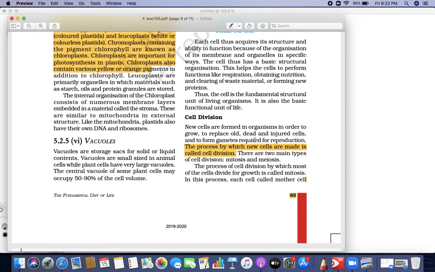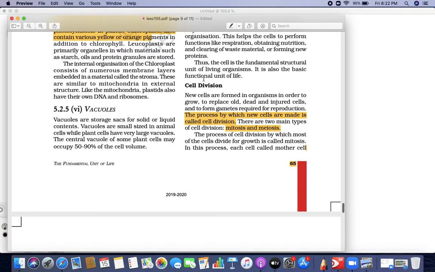Now there are two main types of process. One is called mitosis and the other is called meiosis. Mitosis and meiosis are the two processes by which a cell divides. Let's talk about mitosis, the process of cell division by which most of the cells divide for growth. Those cells are divided with the help of mitosis.